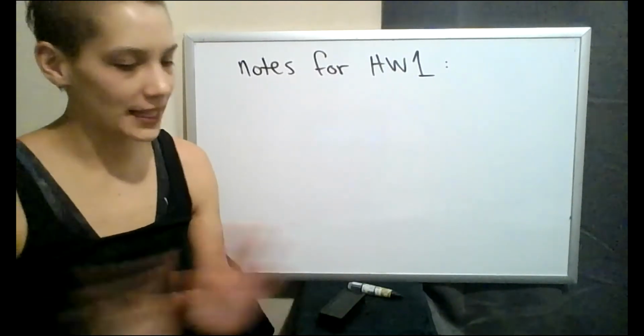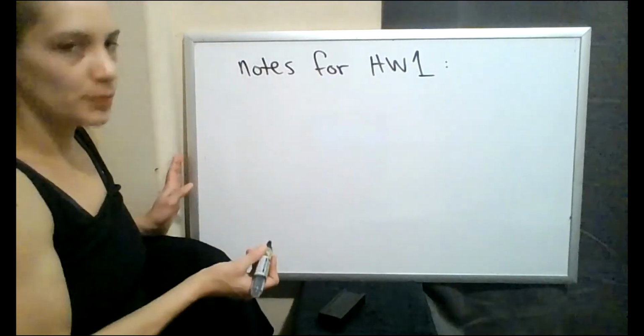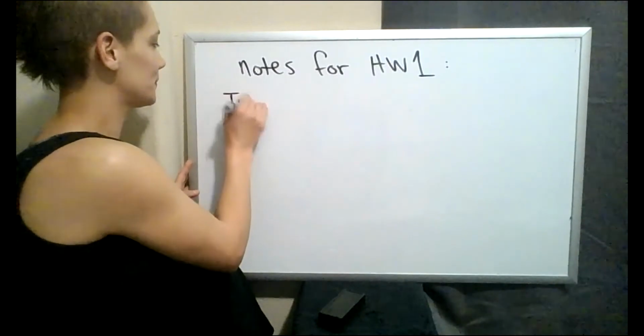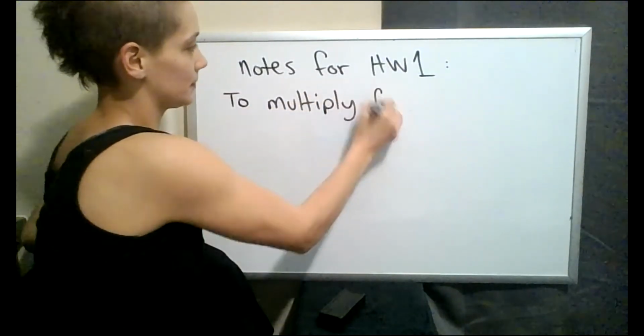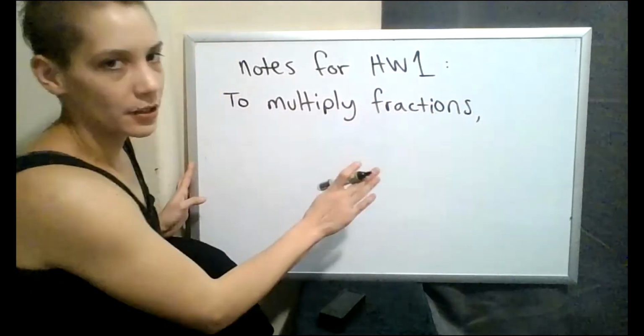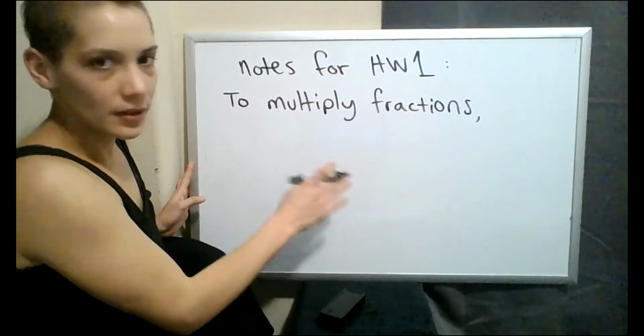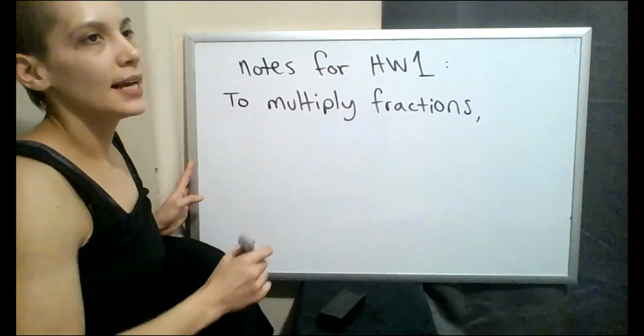So we start out at the beginning with something like multiplying fractions. To multiply fractions, multiply across the numerator for each fraction, and then multiply across the denominator and simplify your answer.